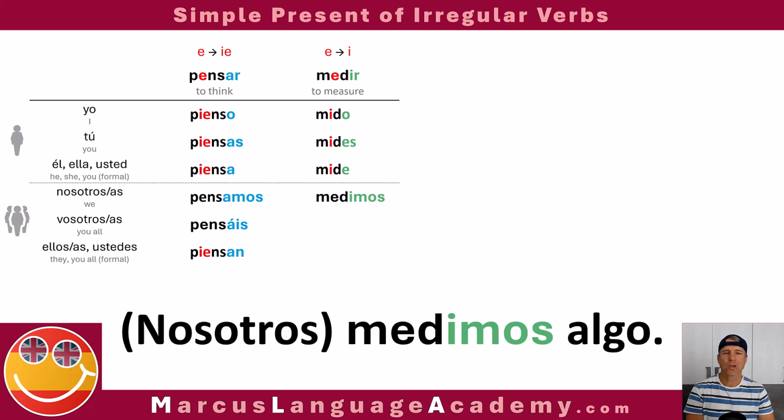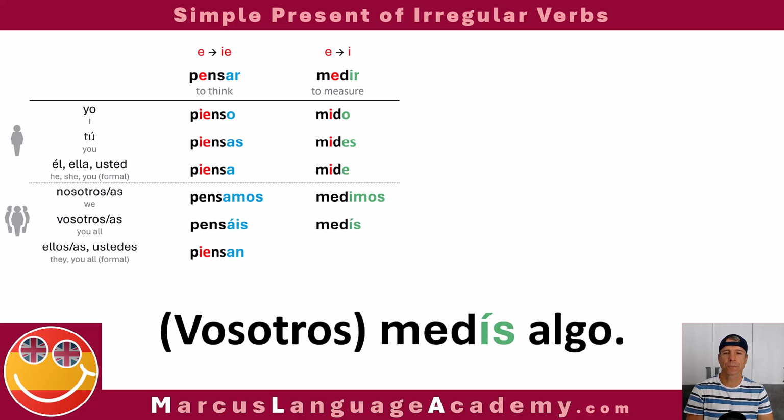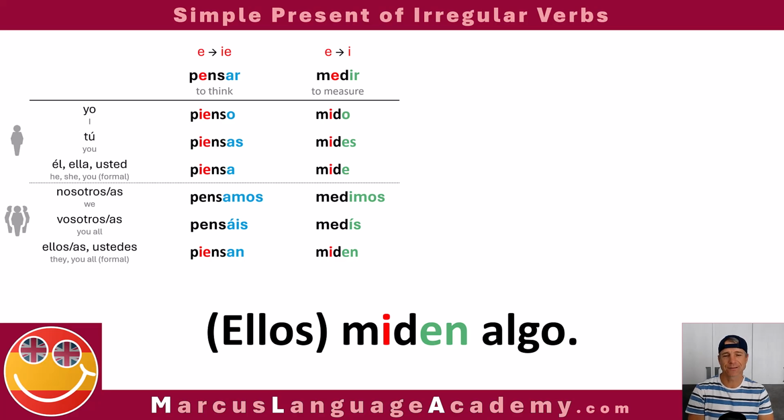And in plural, nosotros medimos algo, medimos. Here, again, it's regular, and we just put the ending imos, because it's medir, we need to put imos. And with vosotros, it's vosotros medís algo, medís. So you all measure something. And the last one, is it regular or irregular? It's irregular again, yes. Ellos miden. Ellos miden algo. Here we put the EN as an ending, but it will change the stem.